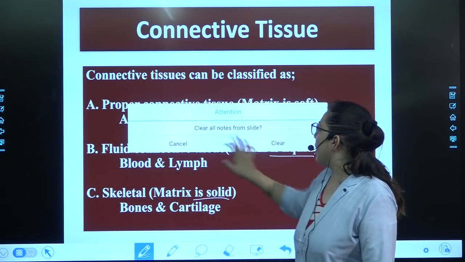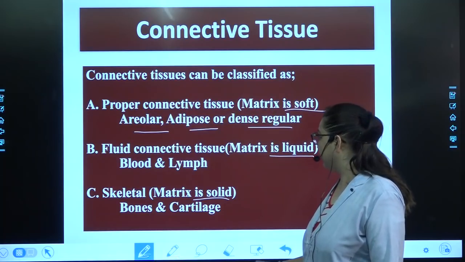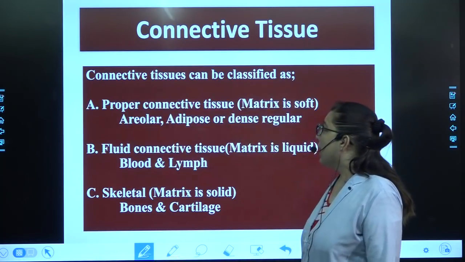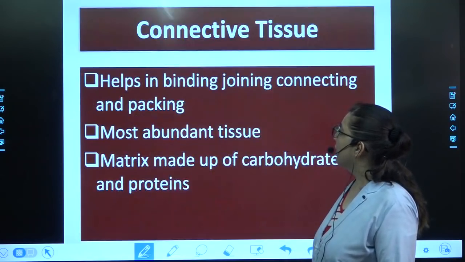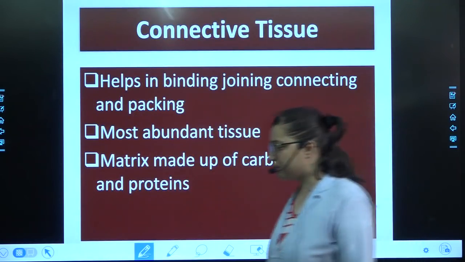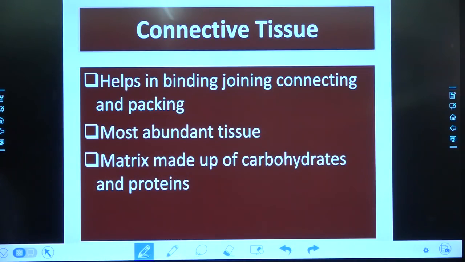Before we move on to the very first type of connective tissue, I want you all to note down the content that is given over here. Okay, quick. You have just 30 seconds to note it down. Note down the content quickly.